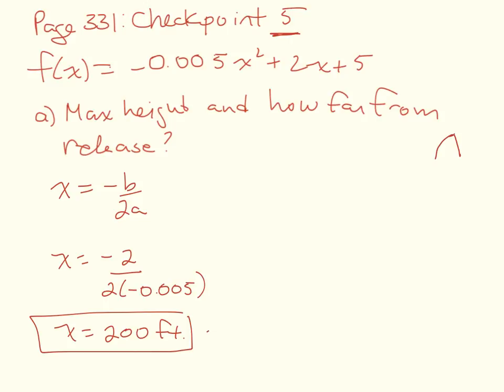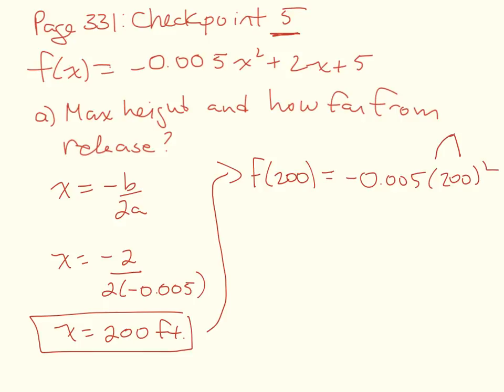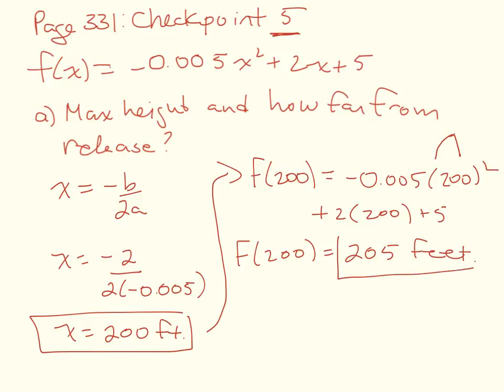But to find the maximum height, we'll substitute that value for x into f(x). So f(200) will be -0.005 times 200 squared plus 2 times 200 plus 5. And we'll get f(200) equals 205 feet. Okay, so the maximum height is 205 feet, and it occurs when the arrow has flown 200 feet horizontally.